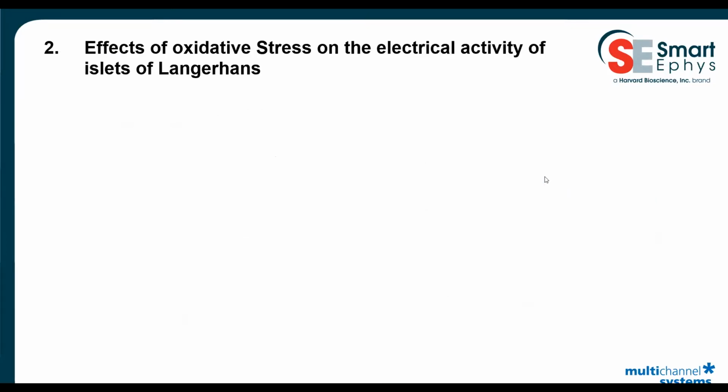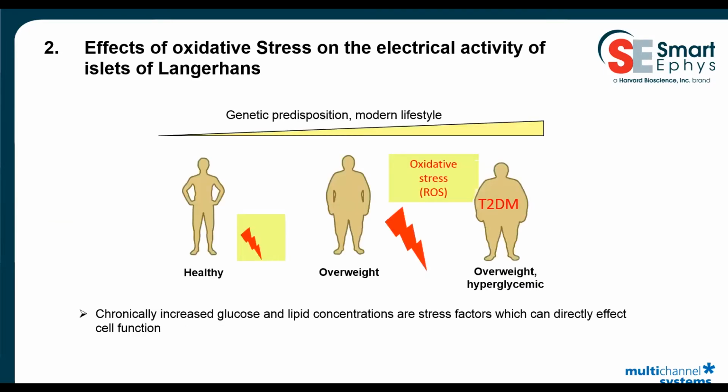So further on in the second part of the talk, I would like to talk about the effects of oxidative stress on the electrical activity of islets of Langerhans. And the reason is the development of type 2 diabetes mellitus.